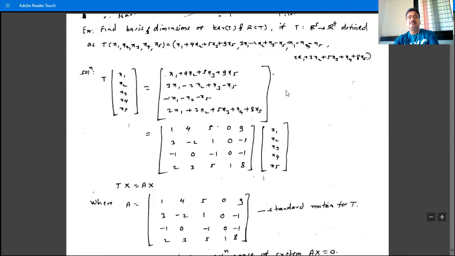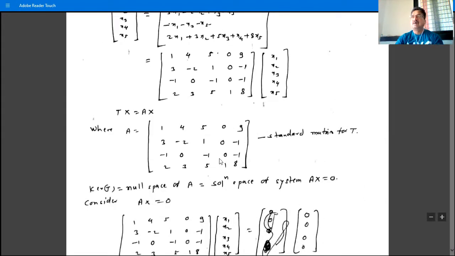This is the linear transformation in matrix form, in order to find the standard matrix. So write this as a coefficient matrix A, and this is X, capital X. What is X? This is x1, x2, x3, x4, x5. Then the coefficients of x1, x2, x3, x4, x5 in the first row are 1, 4, 5, 0, 9, since there is no x4 term. Similarly, 3, -2, 1, 0, -1. Then -1, 0, -1, 0, -1. Then 2, 3, 5, 1, 8.